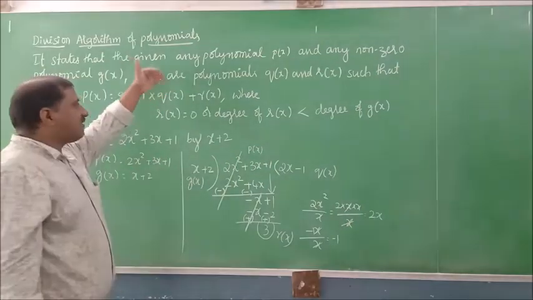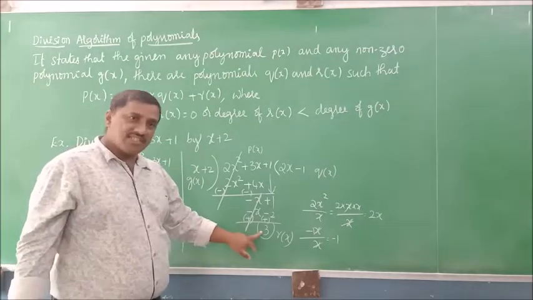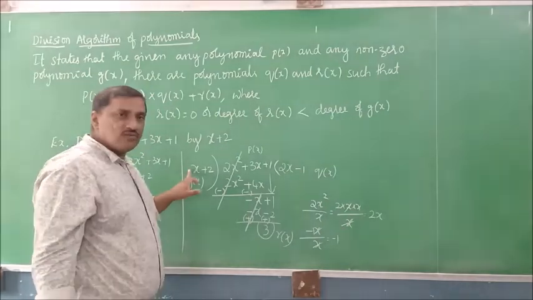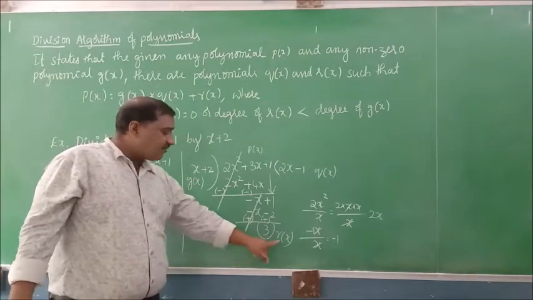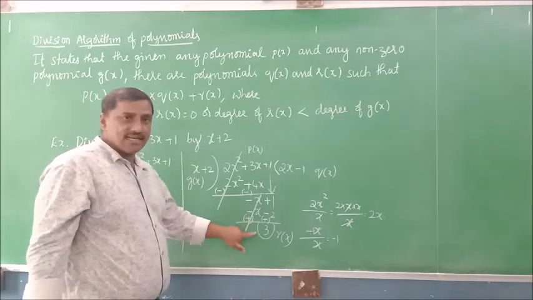Now we need to check: what is the degree of this polynomial? The degree of this polynomial is 0. Here the degree of this polynomial is 1. So as I said, the degree of r(x) should be less than the degree of g(x). Is it correct? Right.